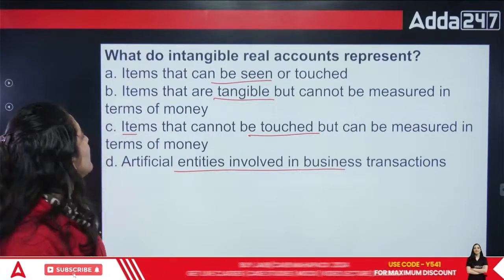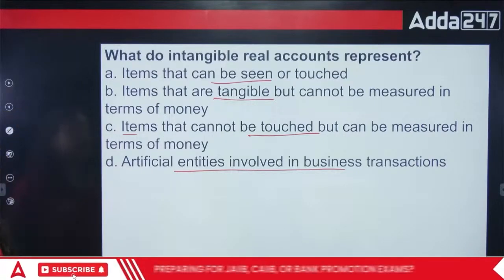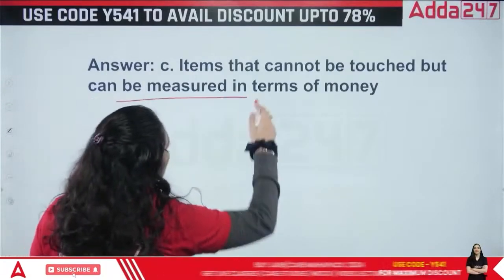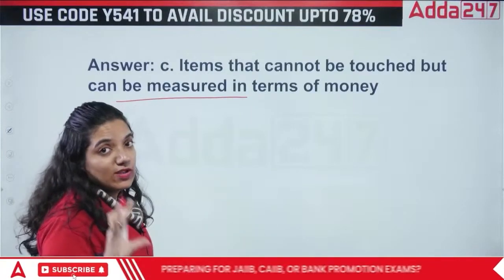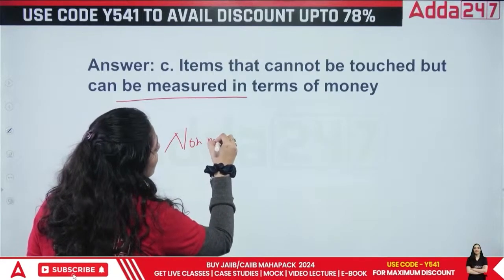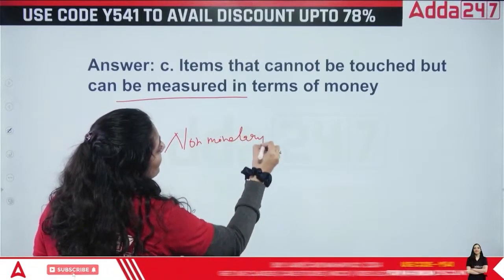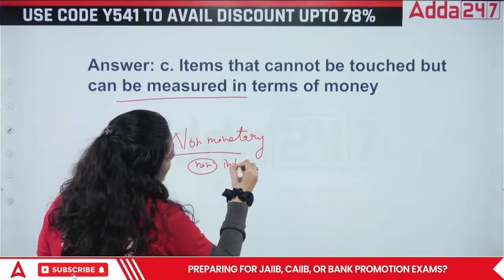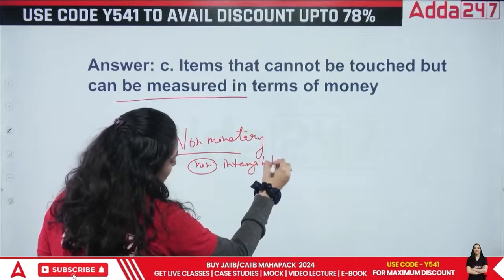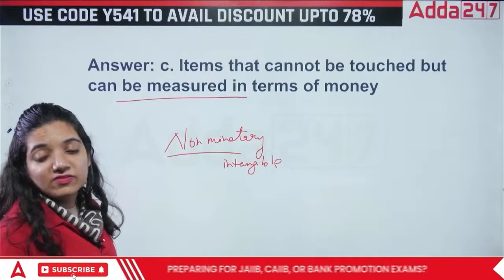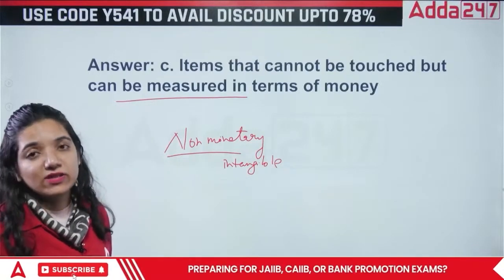So in this case, what would be the answer? The items which cannot be touched and can be measured in terms of money. In the book itself, there is a particular portion where they talked about intangible assets, and then they said it is non-monetary, intangible, which cannot be touched. Intangible is the word. So this part has to be taken up. Items that cannot be touched but can be measured in terms of money.